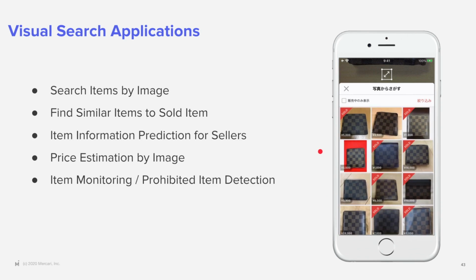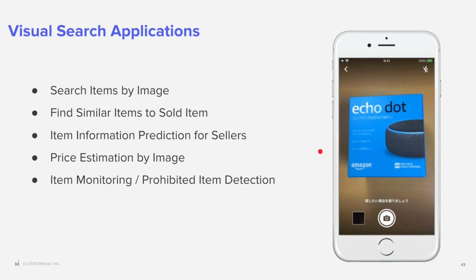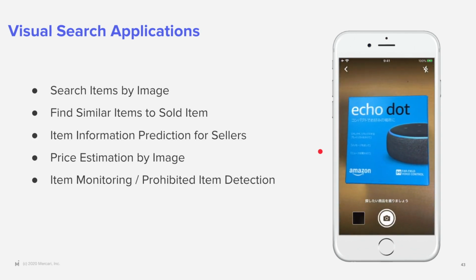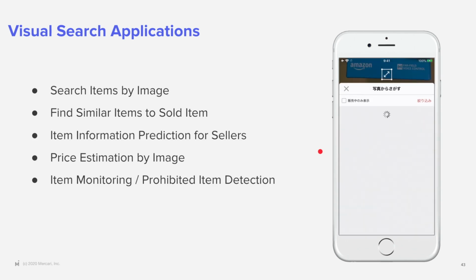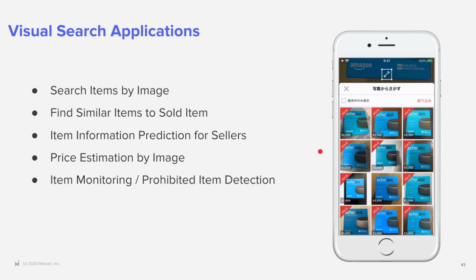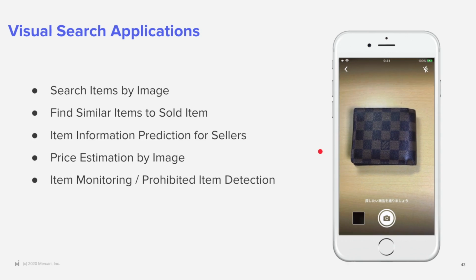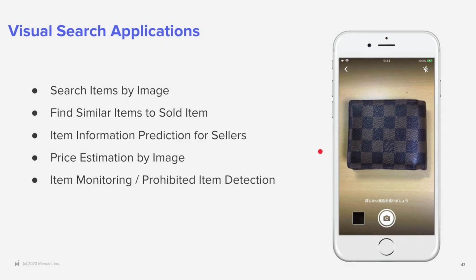More features and applications can be realized using the system, such as finding similar items to a sold item, item information prediction for sellers, price estimation by image, item monitoring, prohibited item detection, and so on. Let me introduce some of them.